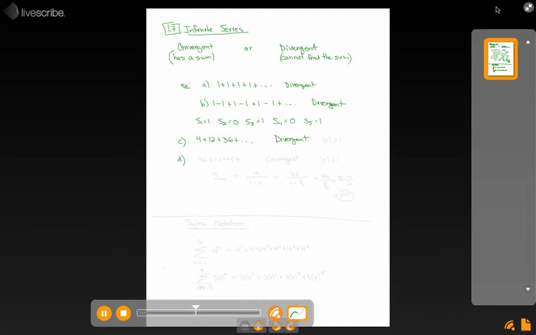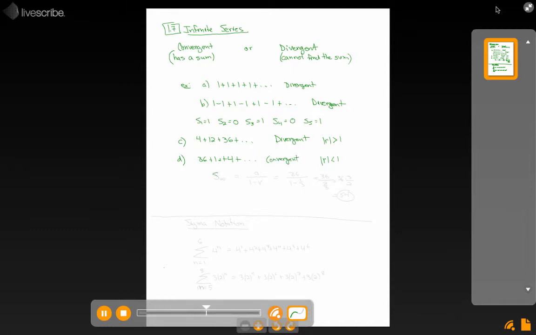Now, if I turned that around a little bit and just said, what's 36 plus 12 plus 4 plus ...? This is a little bit different because these numbers, it's again geometric, but they're shrinking. They're getting smaller. Common ratio of a third. This one up above, the common ratio is greater than 1, divergent. In this case, the common ratio is between 0 and 1, and so it is convergent.